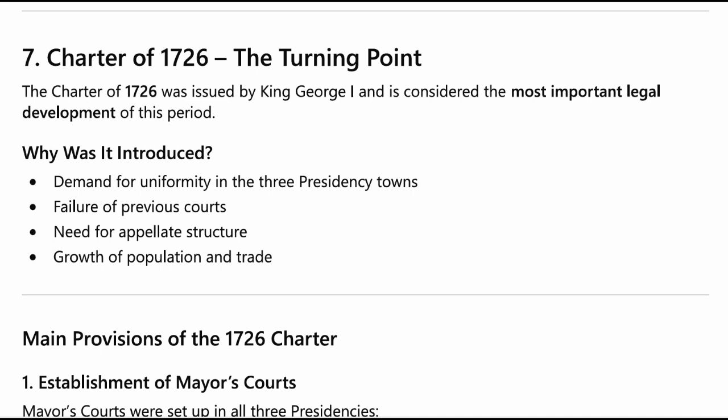The previous courts failed. Also, there was no appellate structure. The population was growing, the trade was growing. So all of these demanded a uniformity in the application of justice.